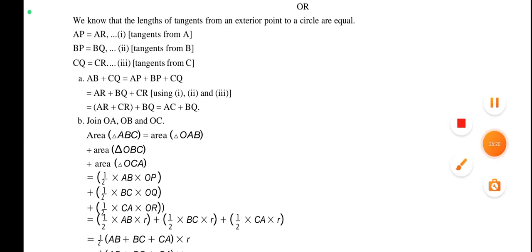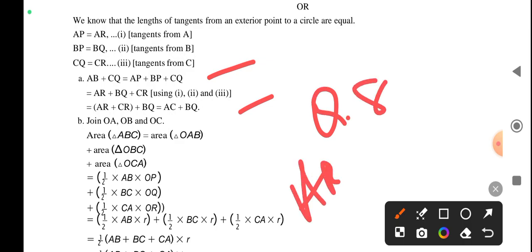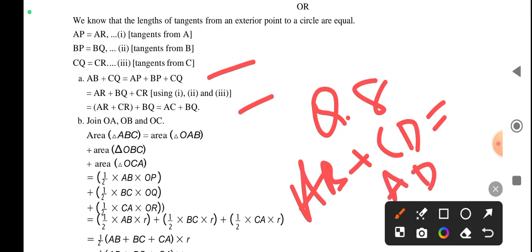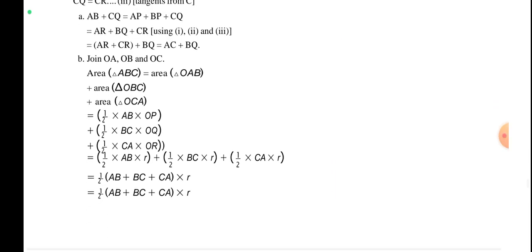Length of the tangents from an external point to a circle. Very important. This is like exercise 10.2 question number 8 model. That's what AB plus CD equal to AD plus BC. That way you can just go through. It's a nice model. After that, you want to join OA, OB, OC.